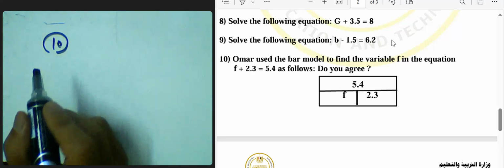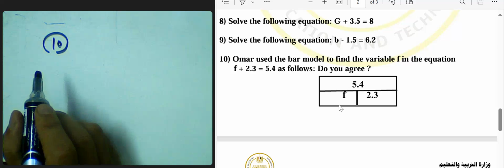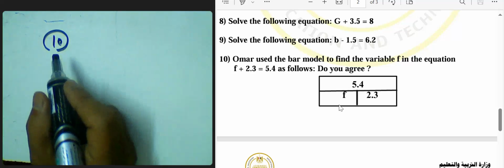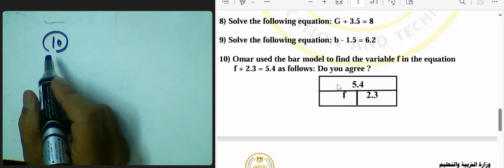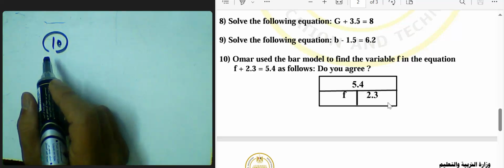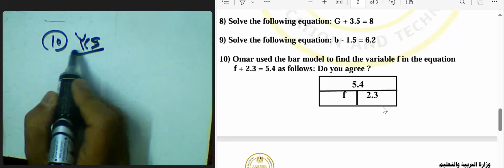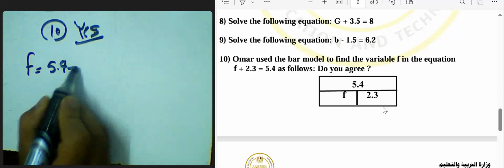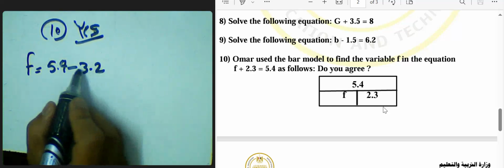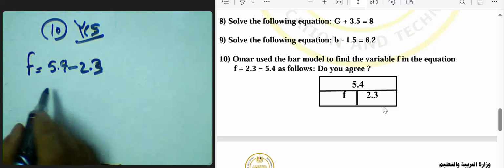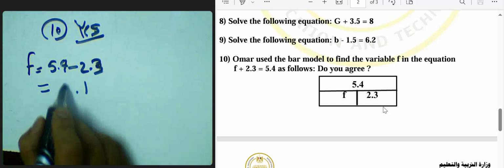Question 10. Homer used the bar model to find the value of f. عشان نجيب ال f طبعا هو لما يجي كتبها صح. Do you agree? Yes. Because 5.4 equal f plus 2.3. أقول له yes. طيب عشان أحلها هعمل إيه؟ الماينس between them. يعني أقول له f equals 5.4 subtracted by 2.3. 4 minus 3 1 and 5 minus 2 3.